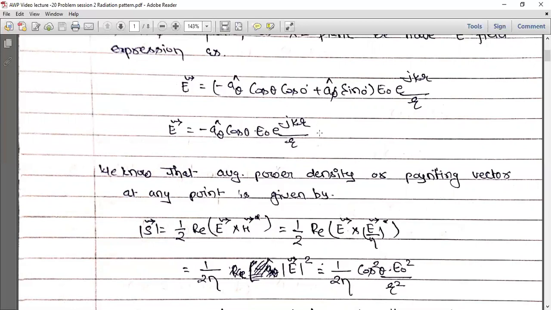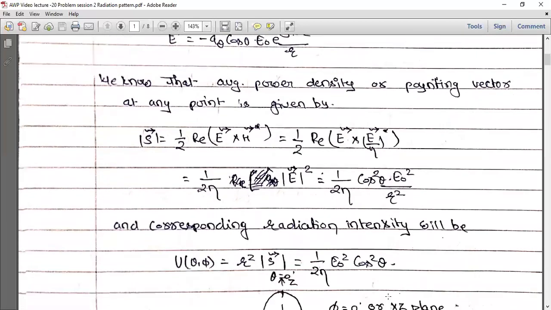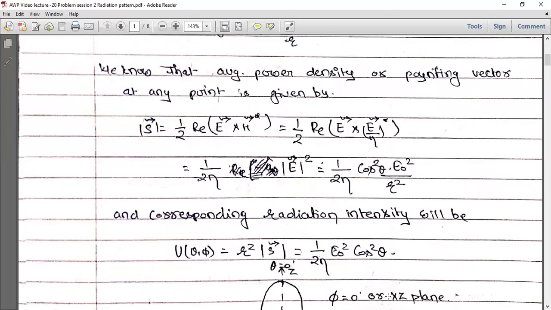But e to the power minus j k r can be written as cos kr minus j sin kr, and the magnitude of this complex number will be 1. Correspondingly, this e to the power minus j kr term is removed, and we have the magnitude of S as cos theta E0 upon r whole square, or cos square theta E0 square upon r square. This is the power density at point P in the direction of propagation of the wave. So this is the second step.